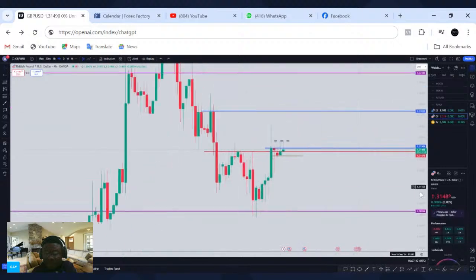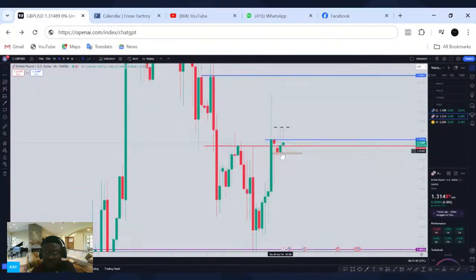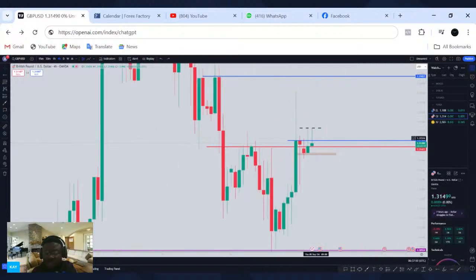So GU is pulling back. If you get a deep pullback, the flip, then I'll take a buy. So let's wait for it to pull back.